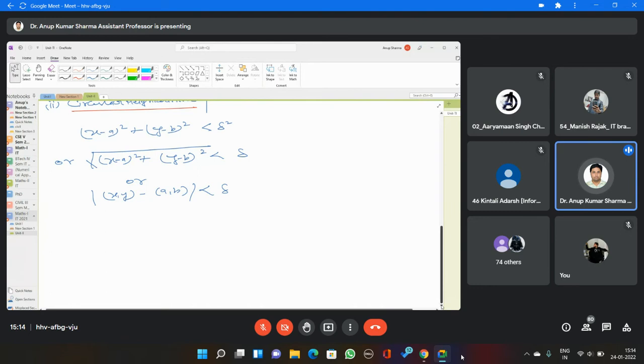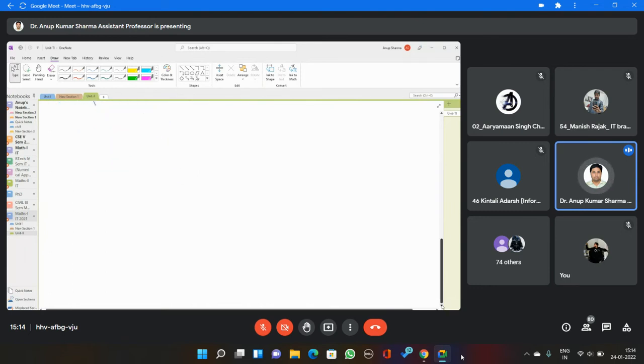Now we are going to define the limit of a function of two variables.